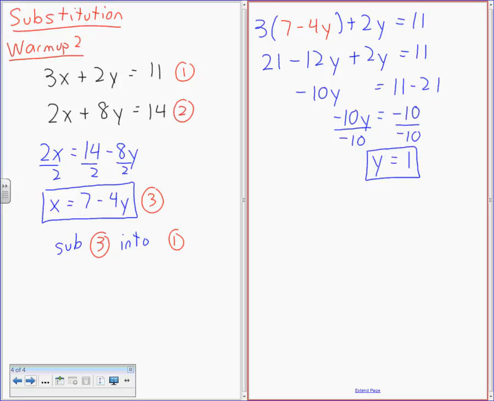Now, what will happen, somebody, and I hope it's not you, on your test is they will stop there. I'm only half done. I want a point, not just a y value. Alistair, how do you get the x value, please? Great. x equals 7 minus 4, which is 3. Right there. Okay, so I'm going to say x equals 3.